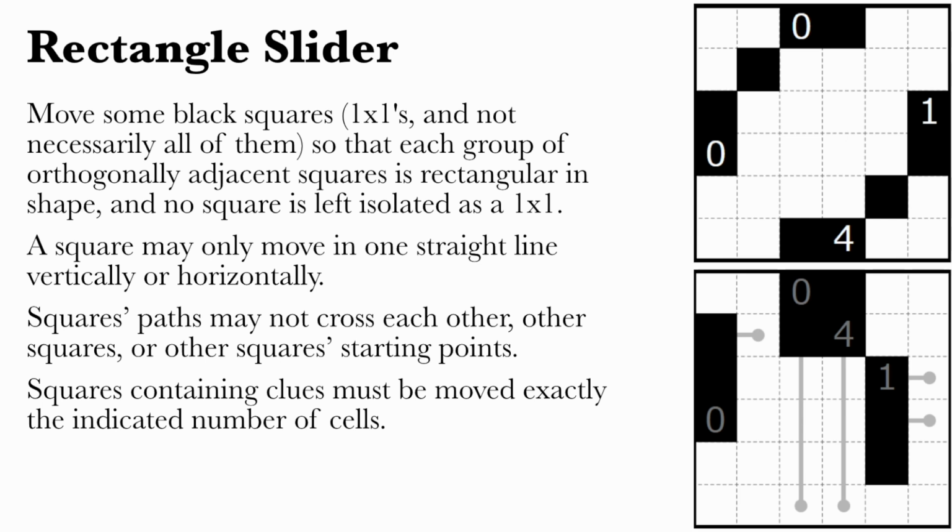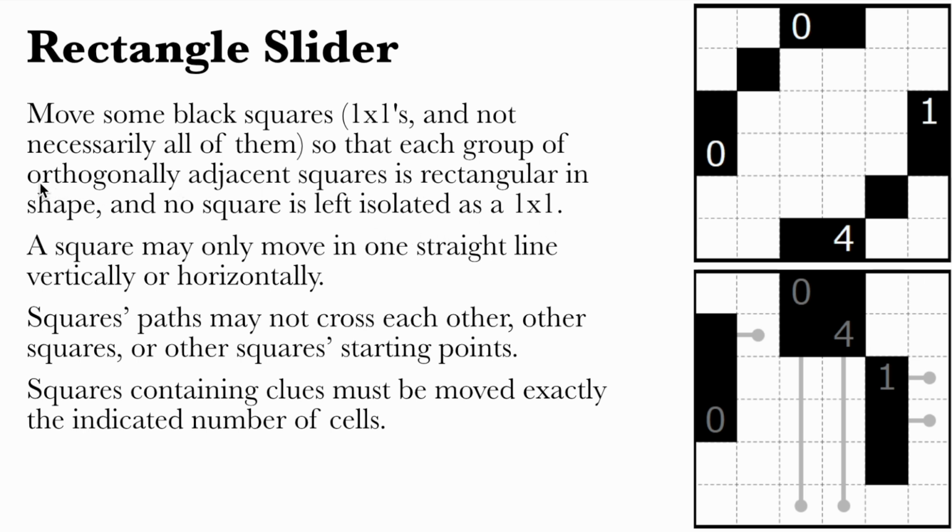Rectangle slider is a movement puzzle. The rules are: move some black squares, one by one and not necessarily all of them, so that each group of orthogonally adjacent squares is rectangular in shape and no square is left isolated as a one by one. So let's break that down a little bit.